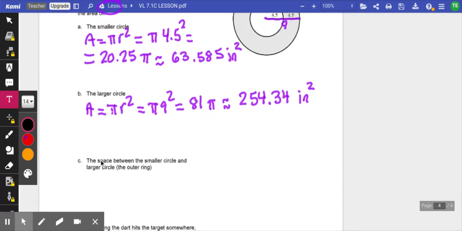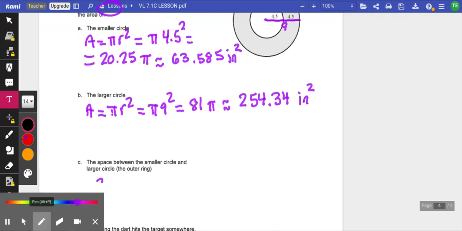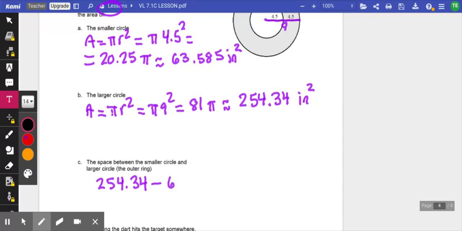Okay, what is the space between the smaller circle and the larger circle? So we have to go larger minus smaller, so we're going to subtract our two answers. 254.34 minus 63.585, we get about 190.755 inches squared.